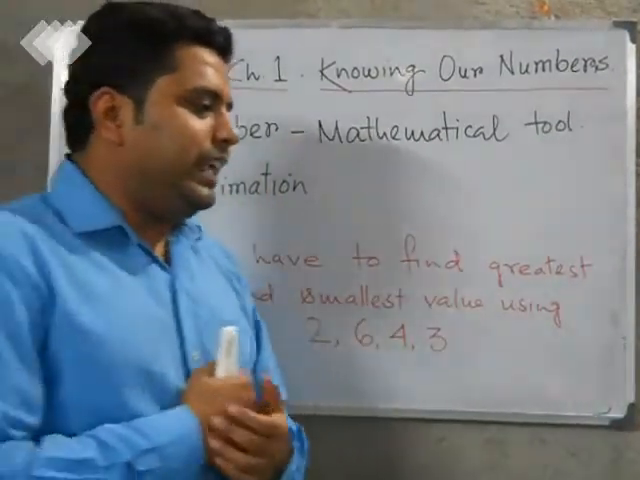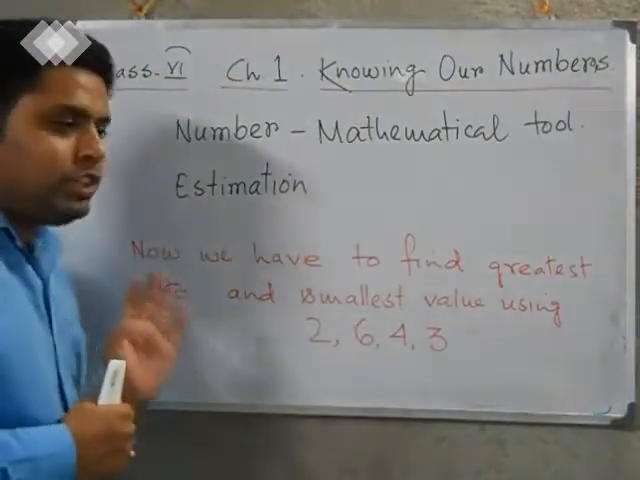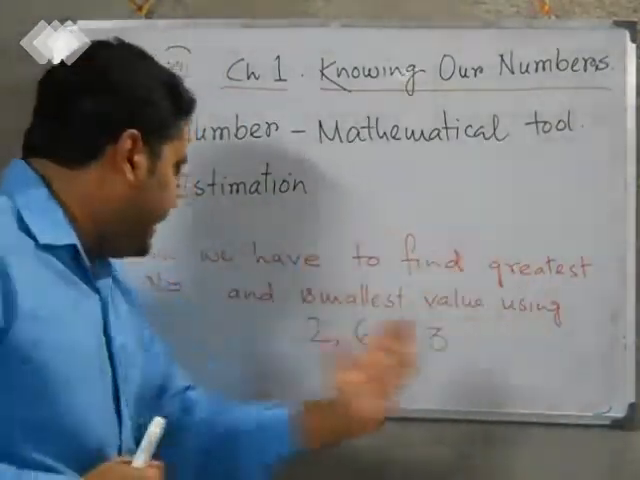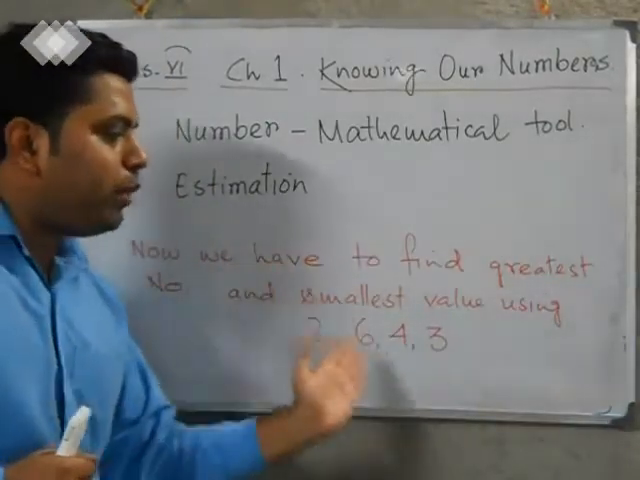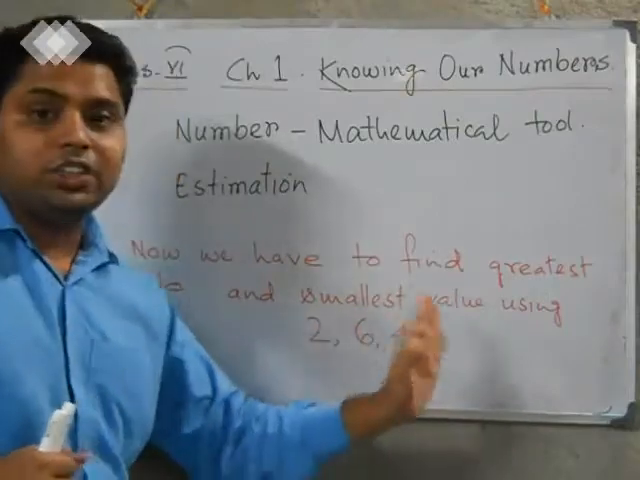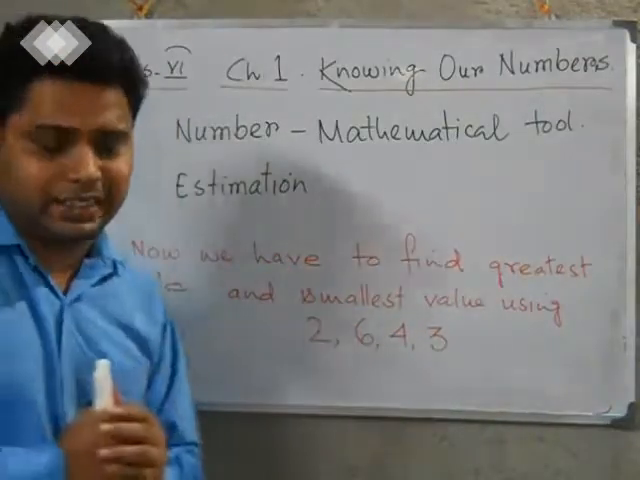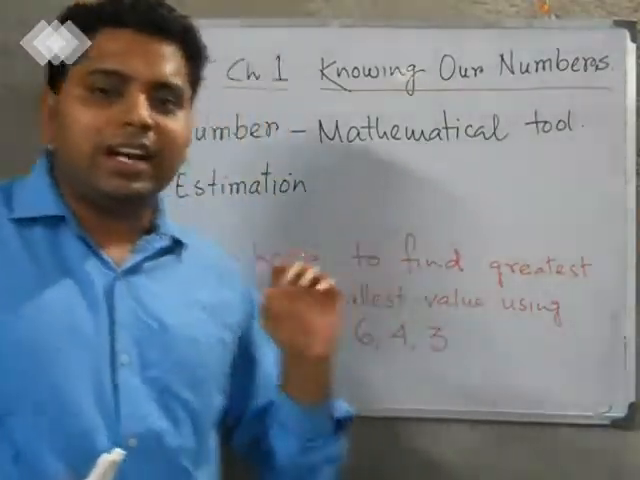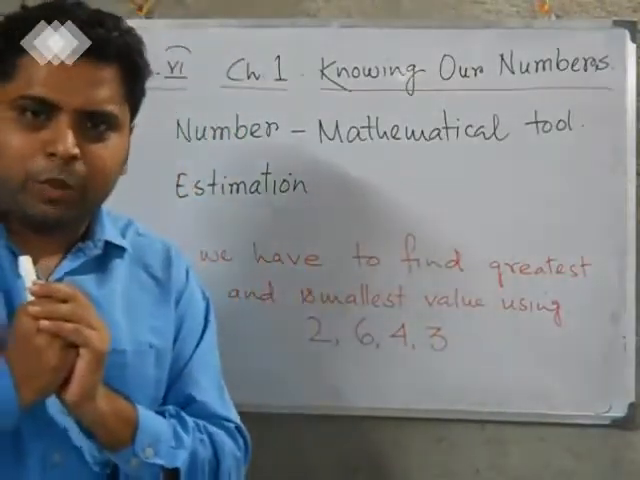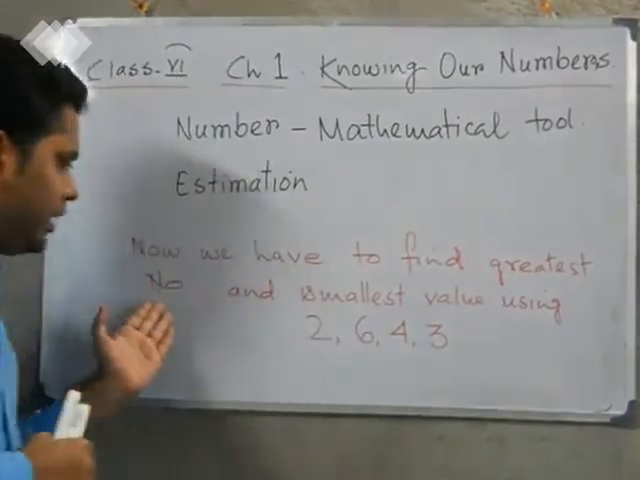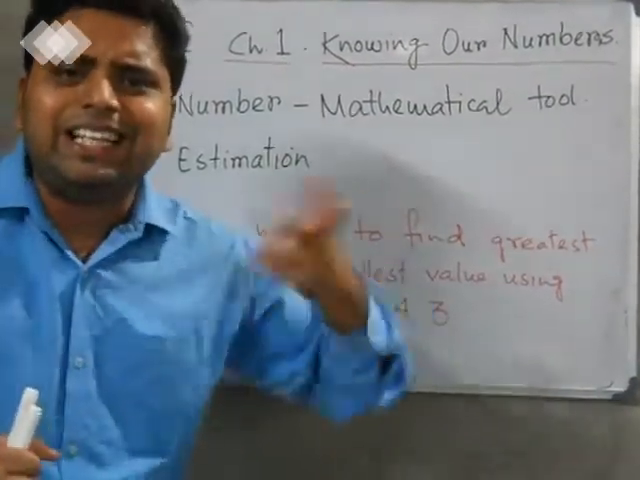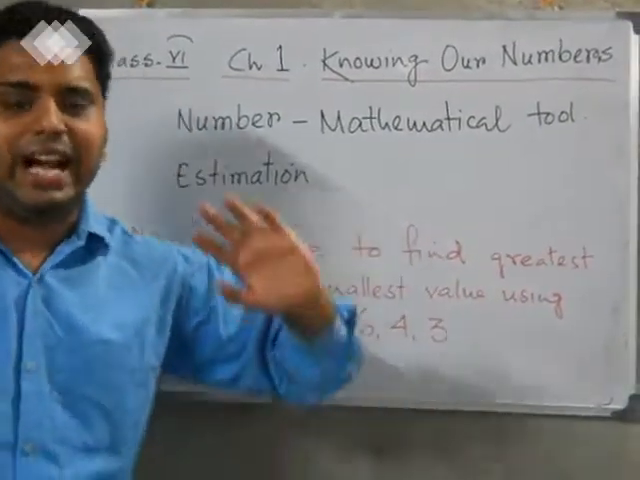Now let's see. We have to find the greatest number and smallest number using the digits 2, 6, 4, 3. I told you a thing, digit. So first of all, we have to know what is number. I told you number, but again I told you digit. So what is the difference between digit and number?